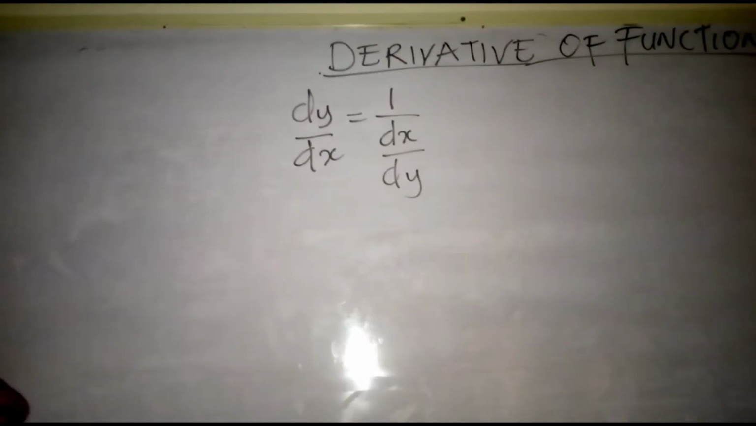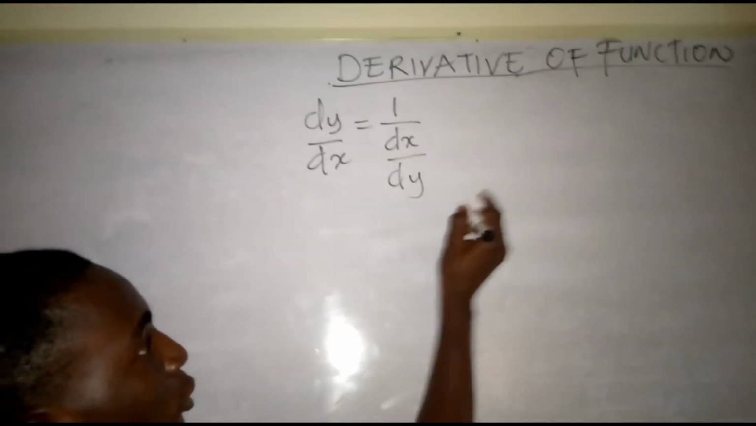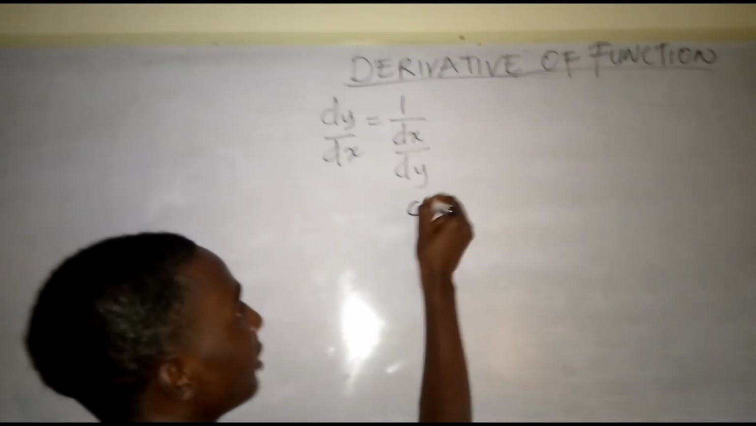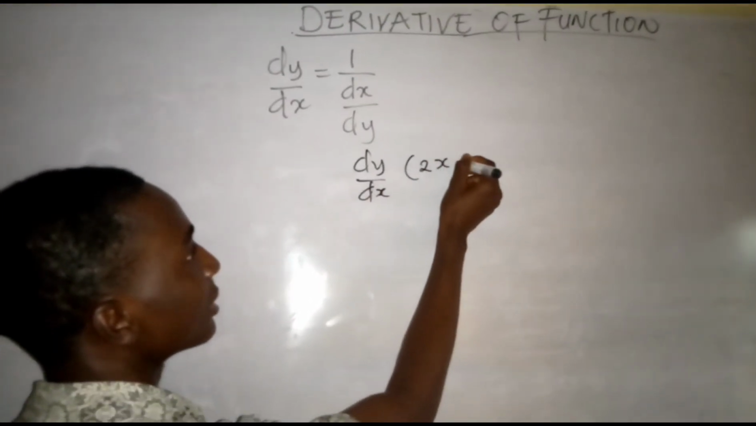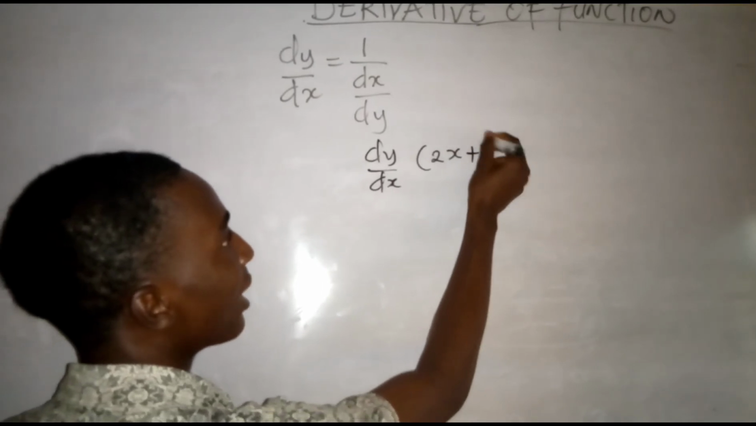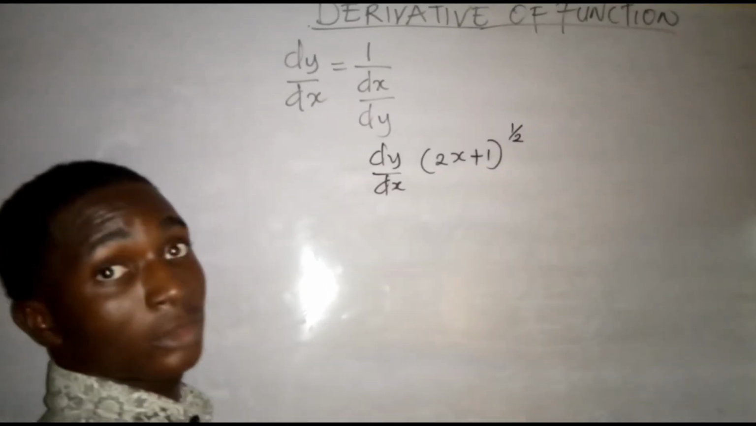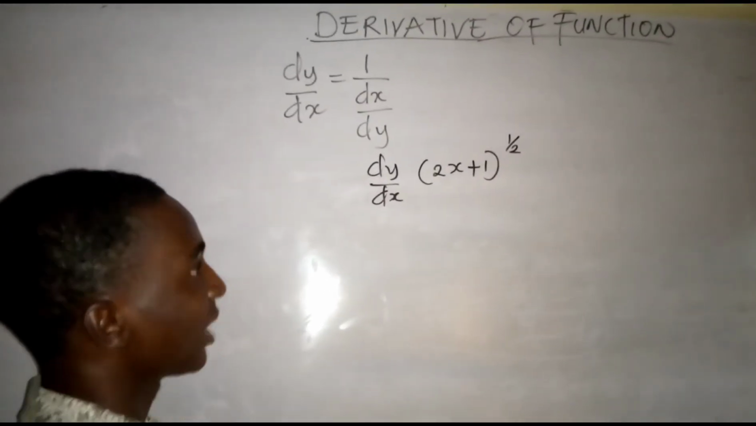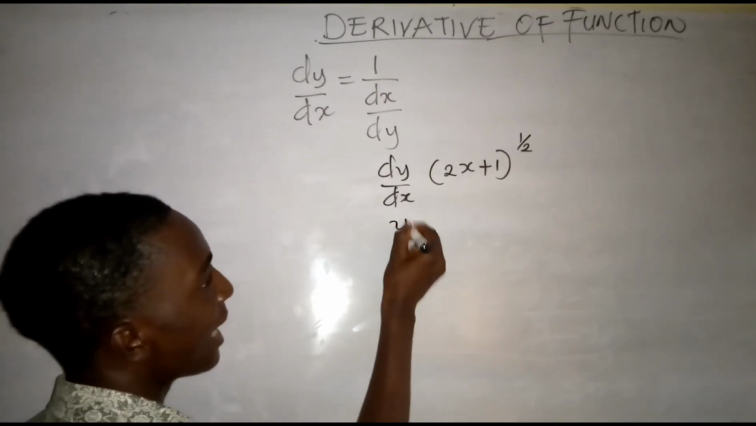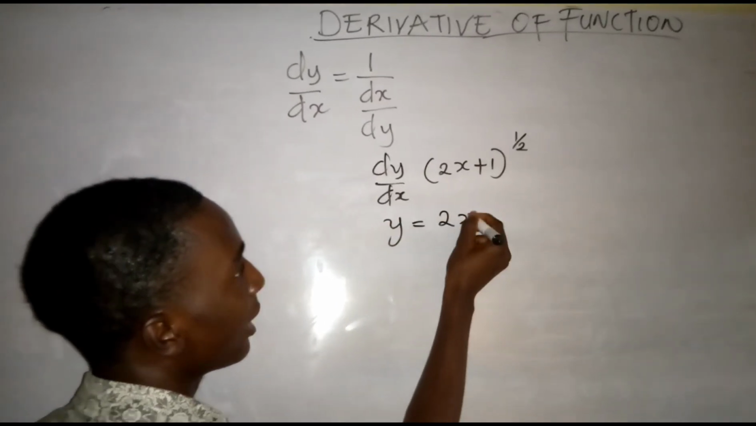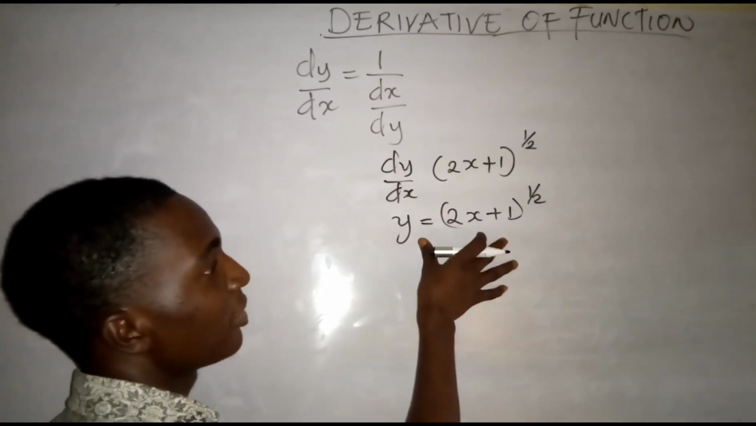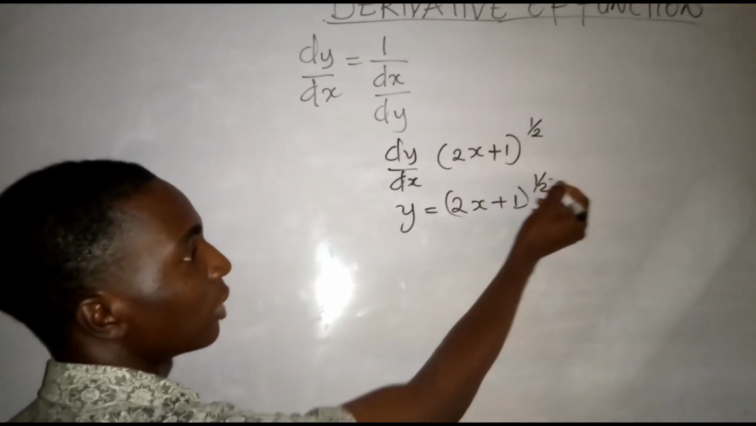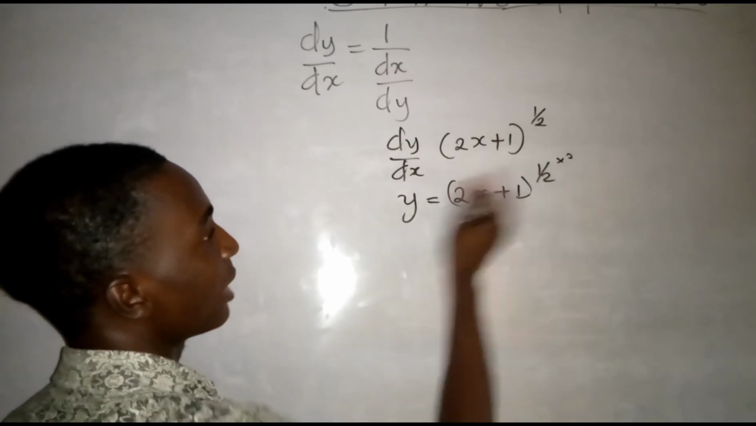Don't get confused. For example, if I'm to find the derivative, that is dy over dx, of (2x plus 1) raised to the power half, we have a shorter way to do this. You make y equal to (2x plus 1) raised to the power half. Your aim here is to make x the subject of the formula. So to remove this power, you square both sides.